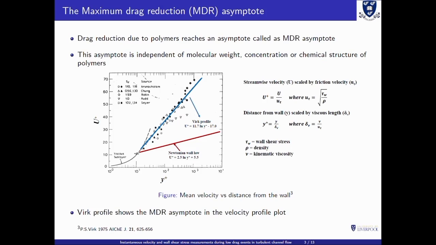To further understand this, we can see the velocity profile plot of streamwise velocity versus wall normal distance. Here the red line shows the Newtonian wall law without addition of any polymers, and the blue line shows the MDR profile with addition of polymers. When we add polymers in the turbulent flow, the red line shifts towards the blue line, and that's the upper limit of the drag reduction.